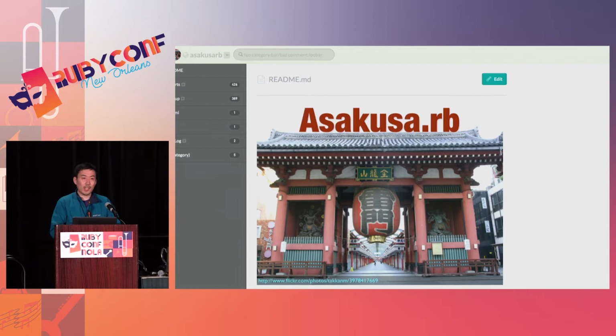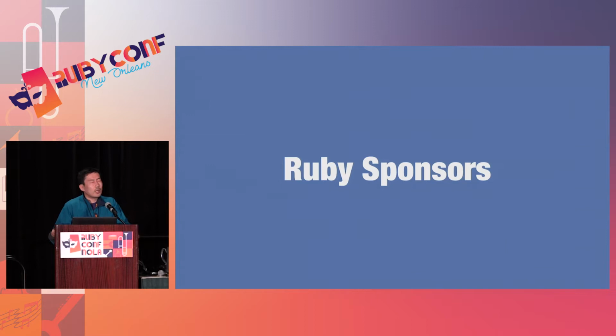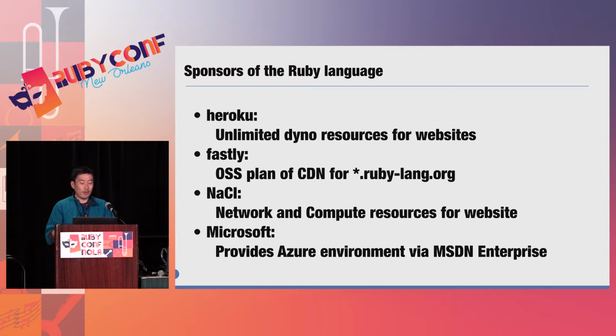And I'd like to introduce our Ruby language sponsors. We have a lot of sponsors for the development of the Ruby language. These are Heroku, Fastly, NaCl, and Microsoft. Heroku provides unlimited download resources for our website, RubyLang.org. Fastly provides a CDN free plan for our website. NaCl provides network and computer resources for package distribution, like a tarball. Microsoft provides an Azure environment, so we can support the Windows environment with these resources and licenses. Thank you, Heroku, Fastly, NaCl, and Microsoft.